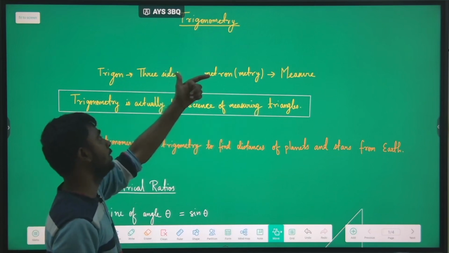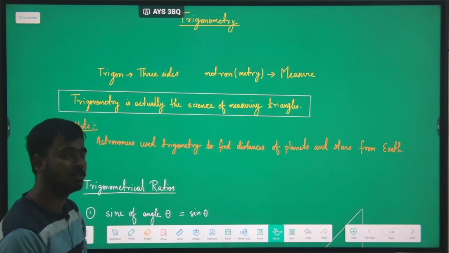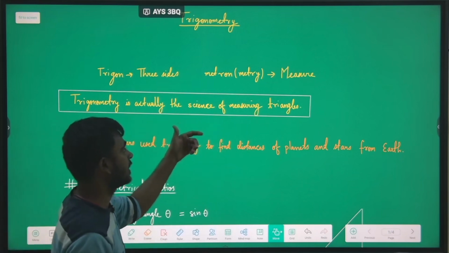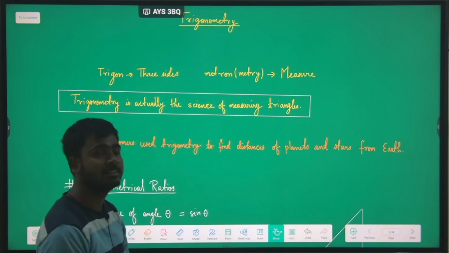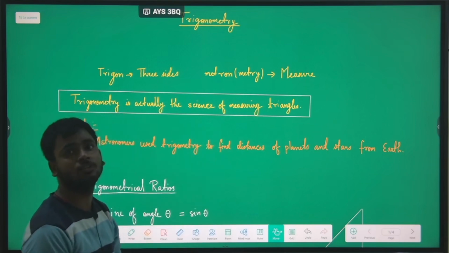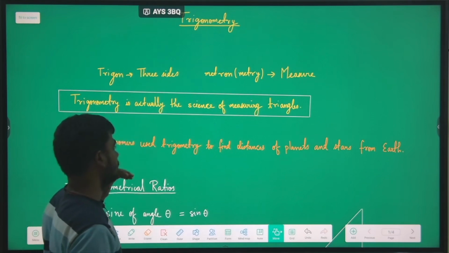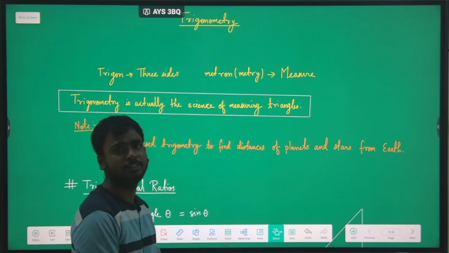So what is trigonometry? Trigonometry is actually the science of measuring triangles. It gives the relationship between the sides and angles of the triangle. So the use of trigonometry is very vast.